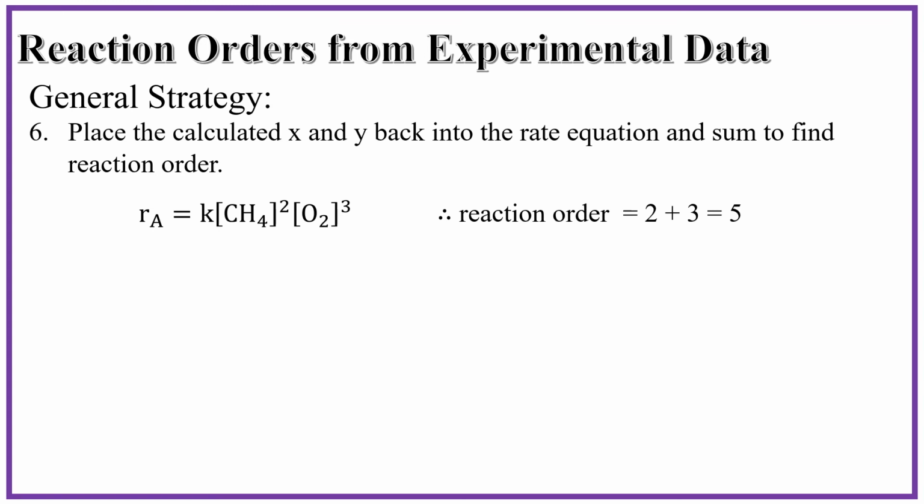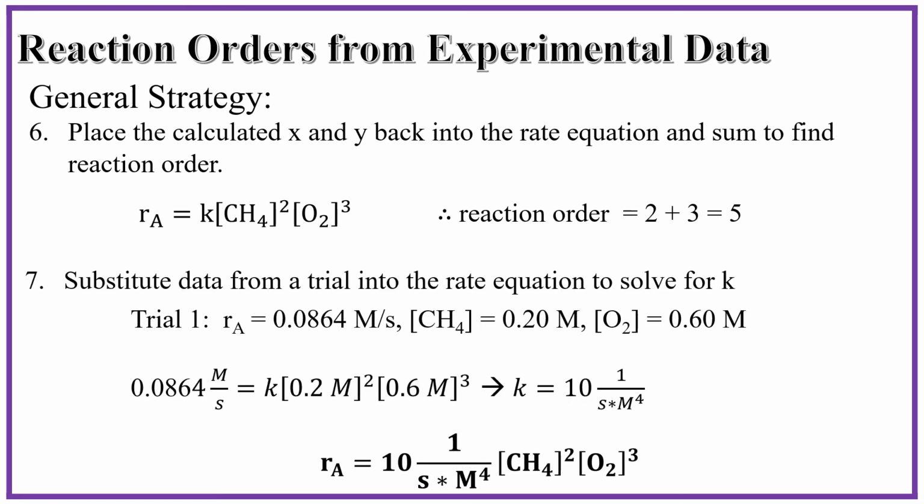The next step is to place the values we calculated for x and y back into the rate equation. At this point, we know the order with respect to each reactant, so we can also find the overall order, which is the sum of x and y, or 5. The last step is to find the value of the rate constant by selecting a data set from one of the 3 trials and substituting the reaction rate and concentrations into the rate equation. Simplifying further, we find k is equal to 10 1/2 times molarity to the 4th power. The final rate equation can now be written and solved for in terms of the values we found for x, y, and k.